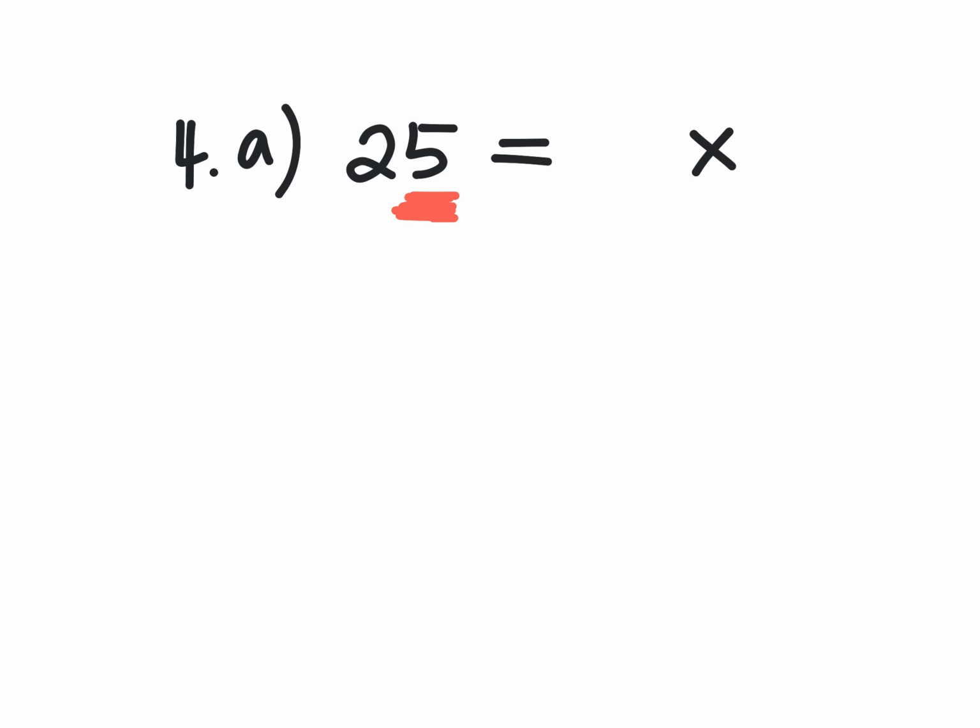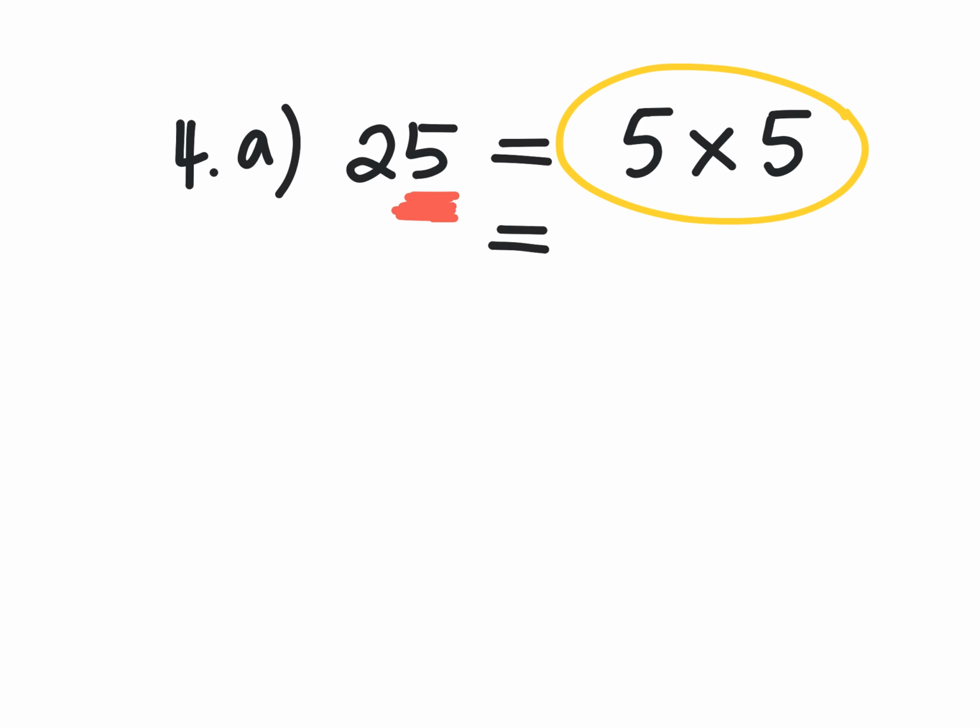25. 5 times 5 is 25. Okay, so we figured out the repeated multiplication. 25 is equal to 5 times 5, right? Now, how would you write this as a power? Because the question said, write each of these numbers as a power.